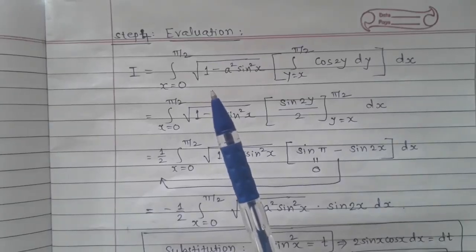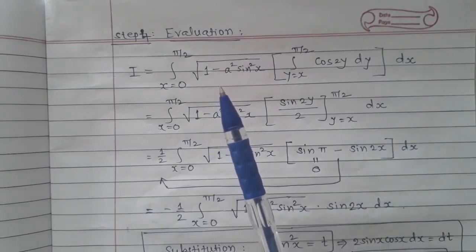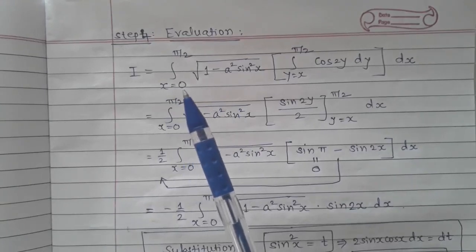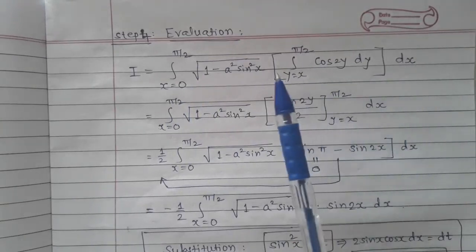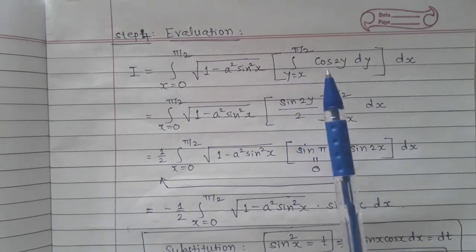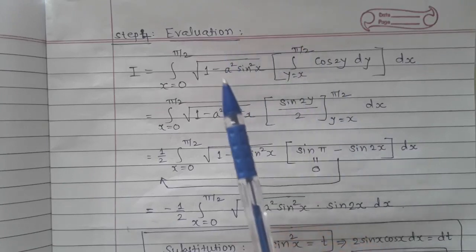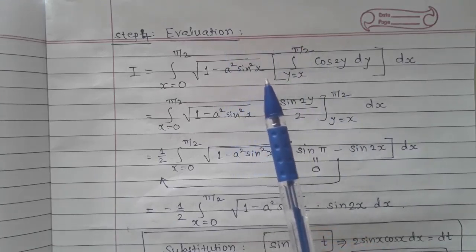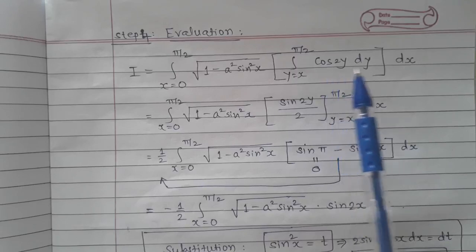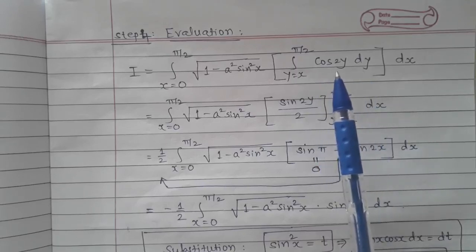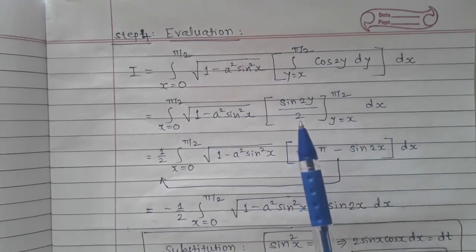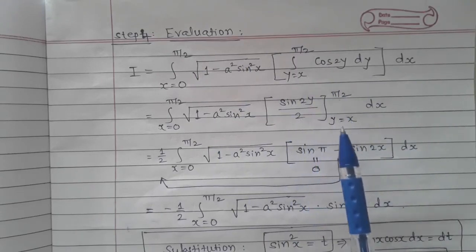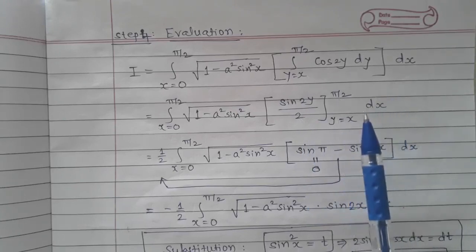Step 4 is evaluation. For evaluation now, as usual, the step of type 1 we will use. So here see that x from 0 to pi by 2, constant limits are outside, dx outside, but when we integrate with respect to y, x will be constant here, so the term of x is taken out, root of 1 minus a square sin square x. Y from x to pi by 2 cos 2y dy. The integration of cos 2y, rest of the terms are as it is here. Integration of cos 2y is sin 2y by 2 with the limits upper limit pi by 2, lower limit y equals to x, dx as it is.